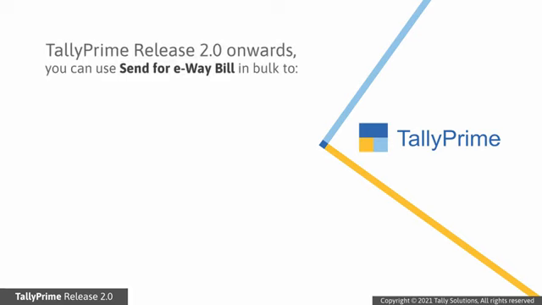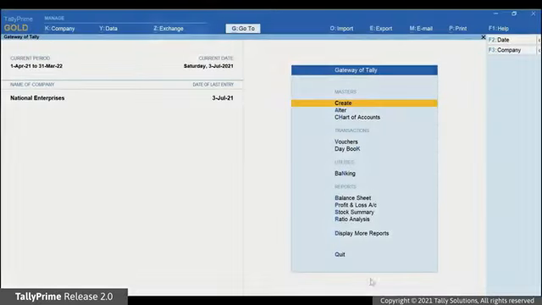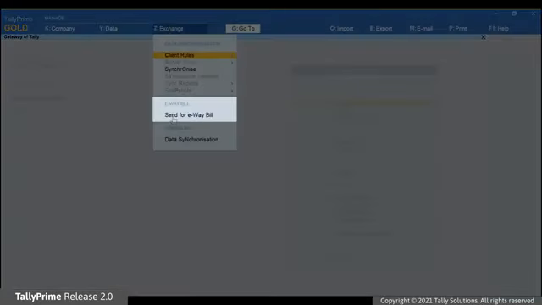TallyPrime 2.0 onwards, you have a facility to generate and also cancel or update Part B for multiple e-way bills in bulk using the option Send for e-way bill under Exchange on the top menu.